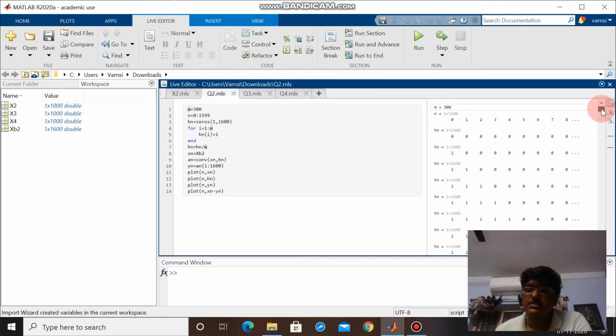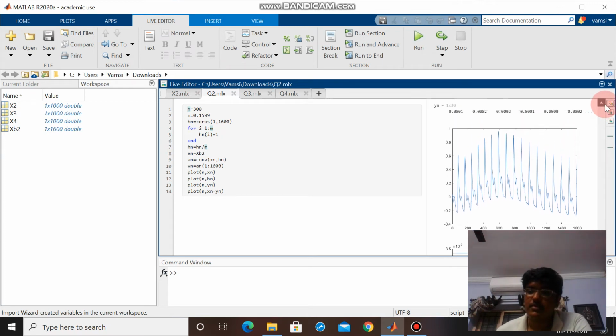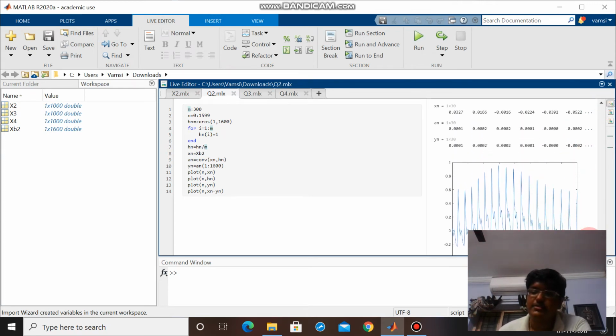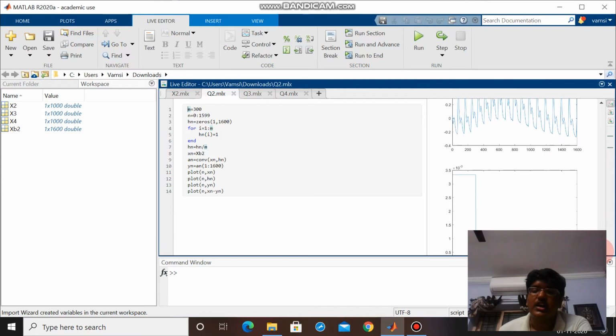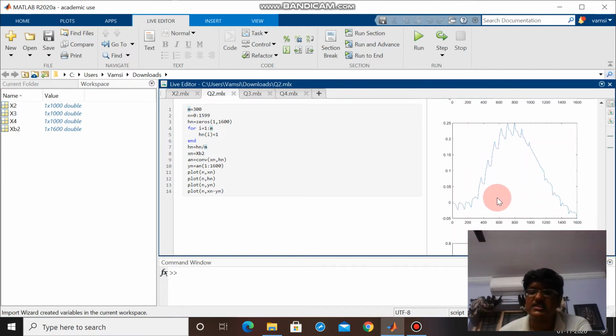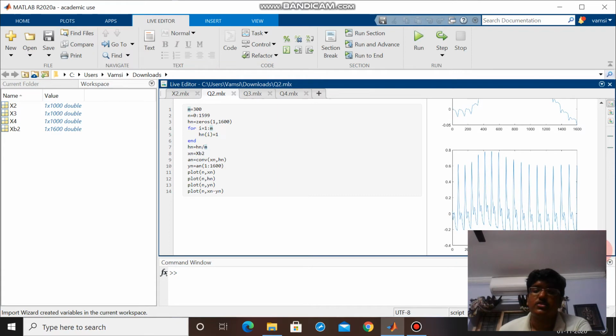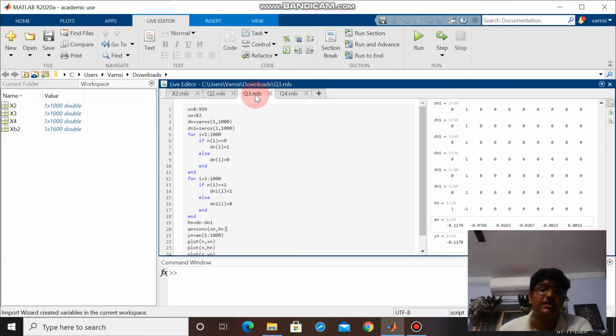So if we notice the graphs, this is the xb2 signal, which is our input signal, and this is our impulse response signal, whereas this is our output signal yn. Actually this is nothing but the trend line, and what this last statement does is nothing but removal of the trend. We will be discussing that later. Now let's get to question number 3.